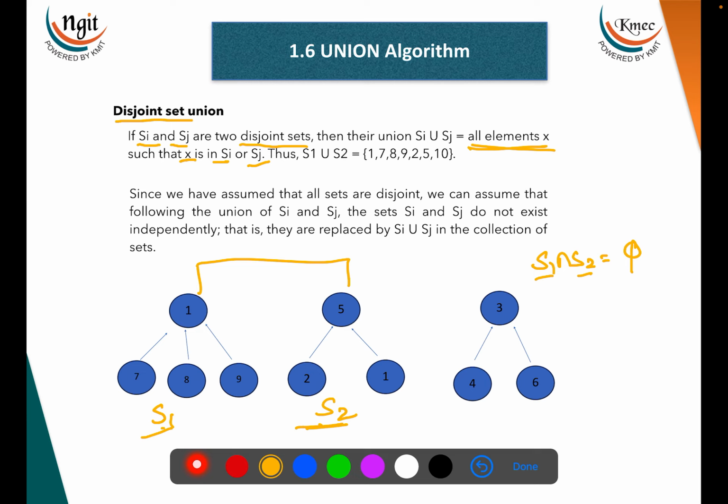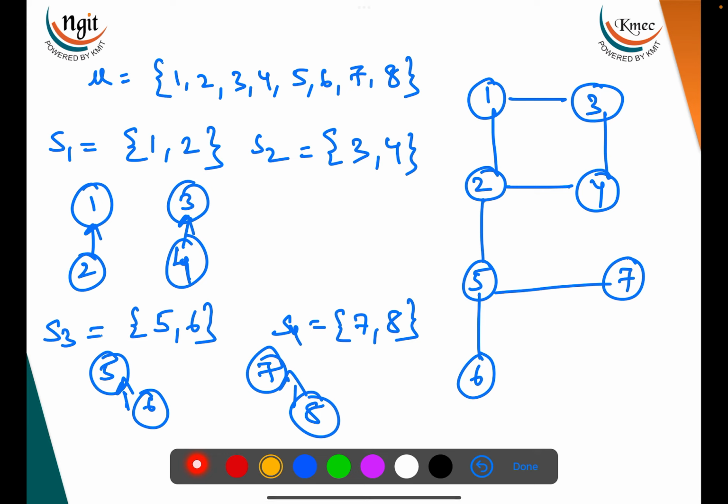Now, let's see what a union algorithm is. The union algorithm is one of the basic operations which can be performed on disjoint sets. Let us assume this is one universal set, consisting of the nodes 1, 2, 3, 4, 5, 6, 7, 8. So this is the graph. In this graph, you can see the edges. My first edge is 1 comma 2.